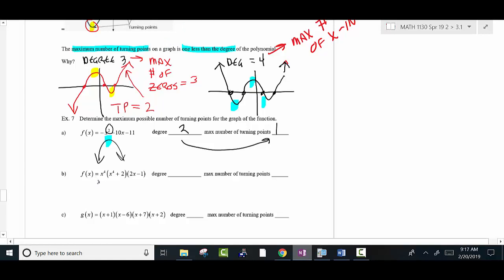Let me ask a question on this one. Do you know what the degree on this one is, just by kind of looking at it in your head? Without multiplying it out, obviously.